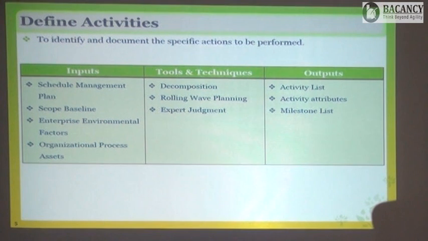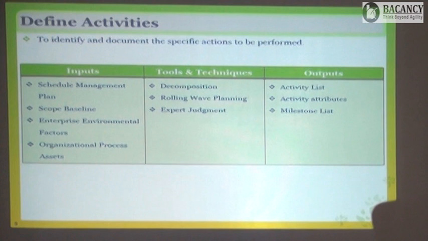Is it clear? So we will just identify the high level milestone and high level deliverable, and how it will be achieved we will decide only when we reach that point. We will not do the micro level planning in the beginning itself. Clear? And the outcome you are going to get is your activity list.